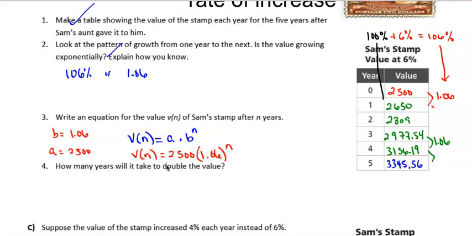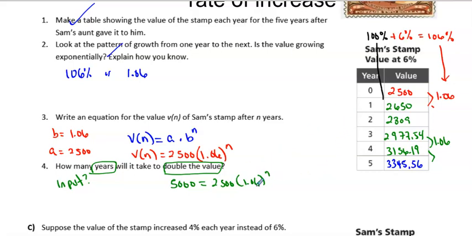It says, how many years will it take to double? All right. Well, how many years? So I'm asking for the years. So the input is the missing piece, and I'm giving you the output. It's going to double. Well, if I start with 2500 and I double it, I get to 5000. So when will your equation equal 5000? When will 2500 times 1.06 to the n power equal 5000?